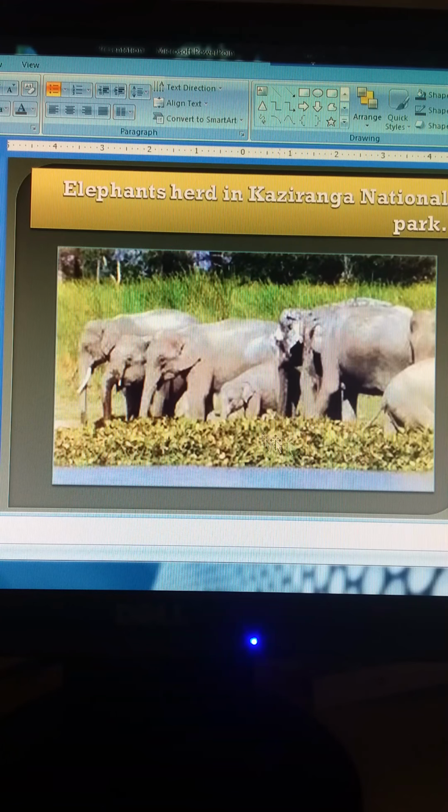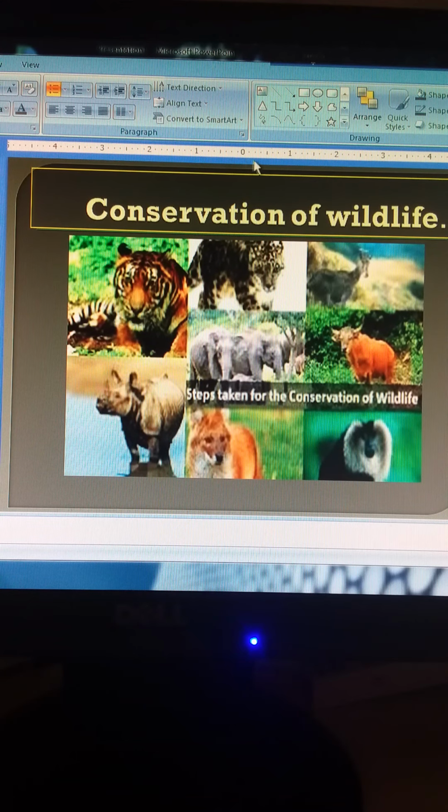This is a picture of a herd of elephants in Kaziranga National Park, so beautiful. Then there is the conservation of wildlife: the tigers, the leopards, the bullocks, the rhino, and so on.